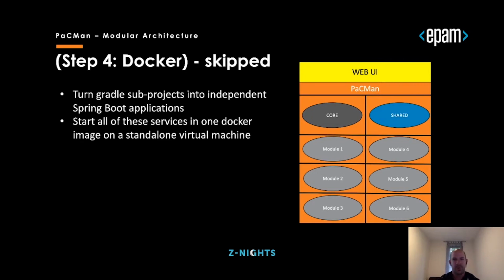The next step was Dockerizing. We skipped this because we had more time. But if we had less time, we would have done this, and we would have turned our Gradle subprojects into independent Spring Boot applications and Docker images, and all of these could run on a standalone virtual machine. But at this point, we would have just one source code, one GitHub repository.